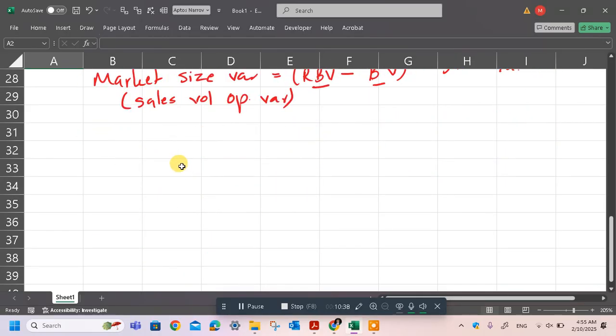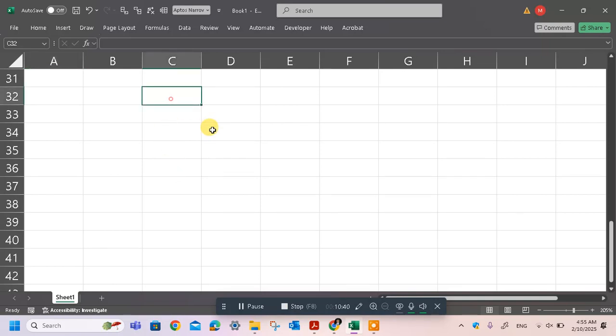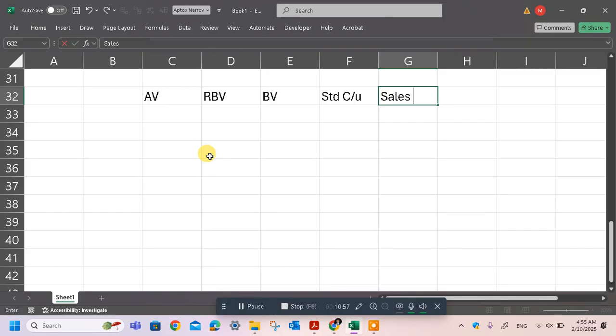Now let's start. To answer the question, I need to have 3 columns: actual volume, revised budgeted volume, standard contribution per unit. Then I can find sales, or let's say market share variance, market size variance.